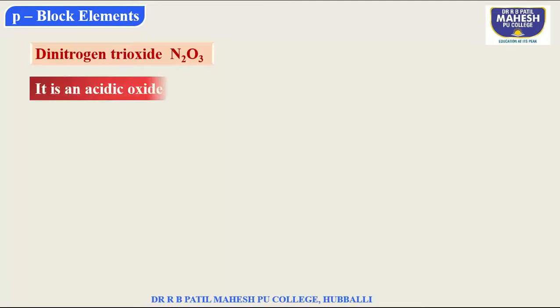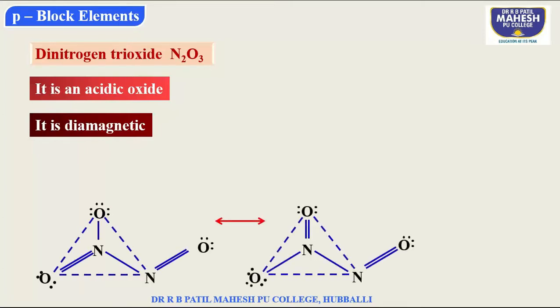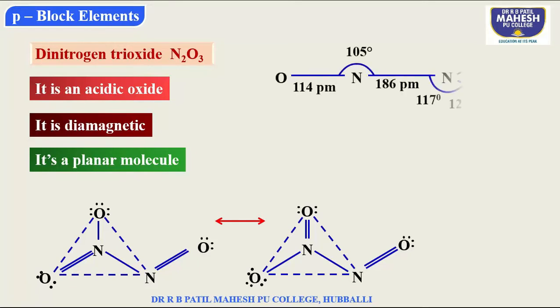Dinitrogen trioxide, N2O3. It is an acidic oxide. Once again, it is diamagnetic in nature, meaning all electrons are paired. These are the two Lewis dot structures of dinitrogen trioxide. It has a planar structure. Here you can see the bond lengths and bond angles in the case of dinitrogen trioxide.